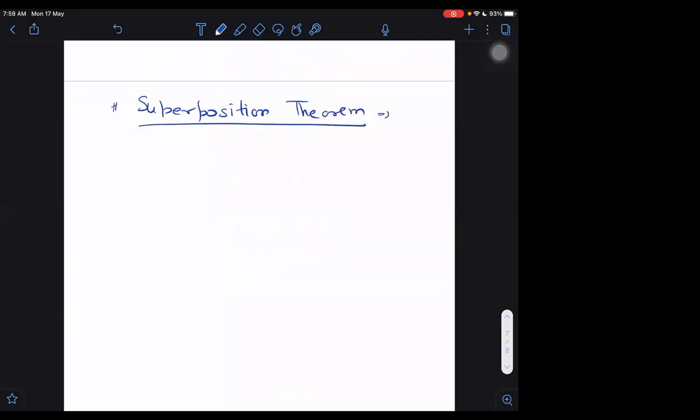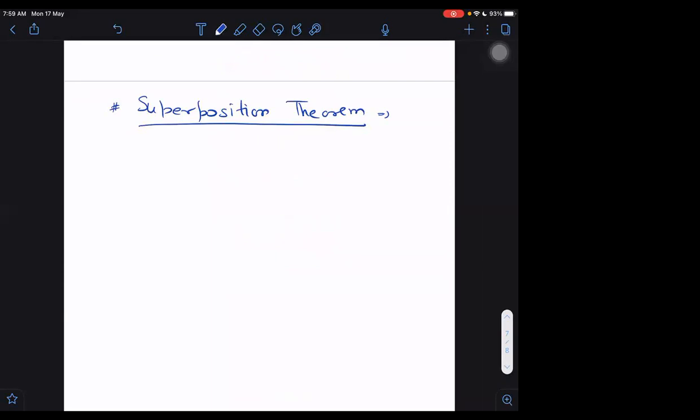Next, the theorem which I will be using in this problem, which I had left before. That theorem is the superposition theorem. Superposition theorem, a very simple and interesting theorem.